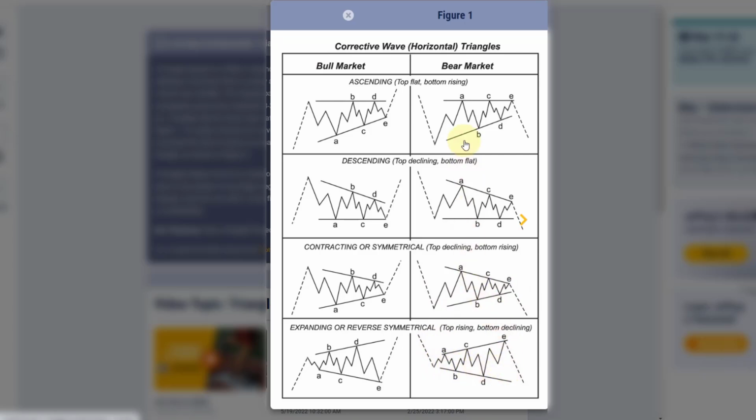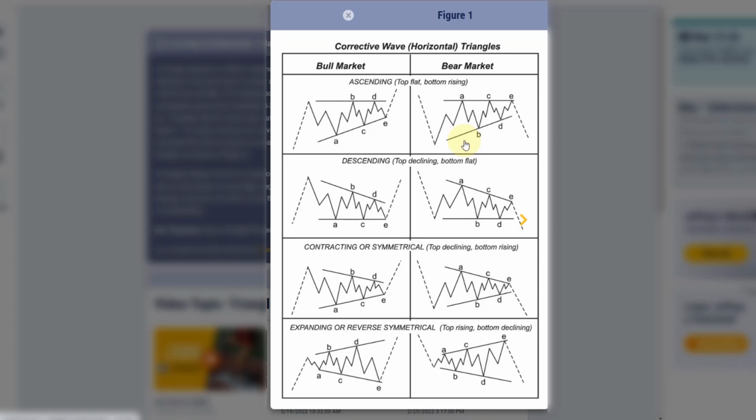Overall, this is nothing different to just a general triangle pattern. I had a question in one of the last videos: what's the difference between a normal symmetrical triangle and an Elliott wave triangle? There is no difference. The only thing is that we count the waves in the triangle.